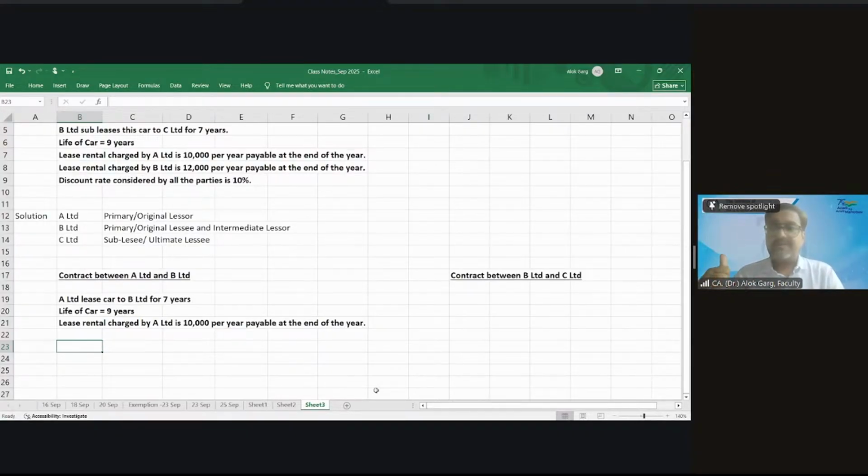But you remember, I've told you in case of low value leases, if it is a sublease contract, this low value lease exemption is also not available. Right? Yes, sir. So my dear friends, from the lessor perspective, A Limited books, A Limited as a lessor, this will be a finance lease accounting.